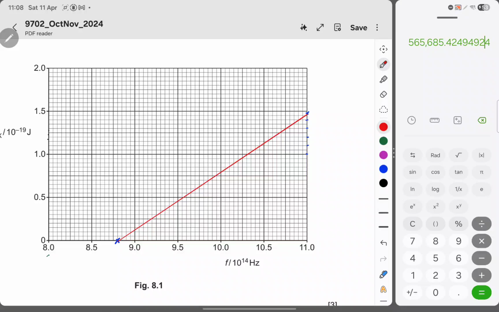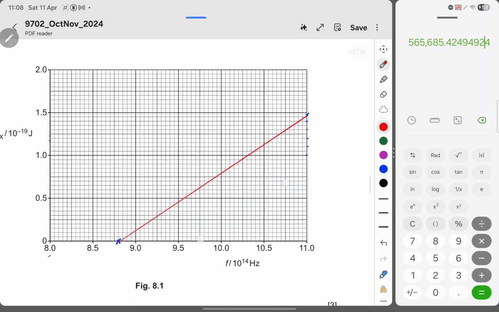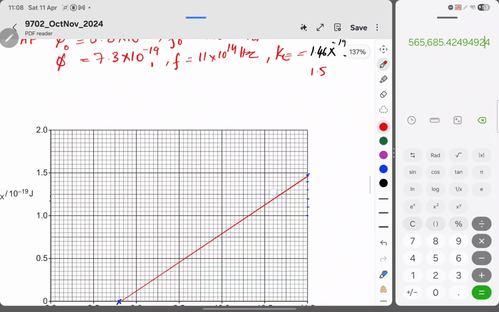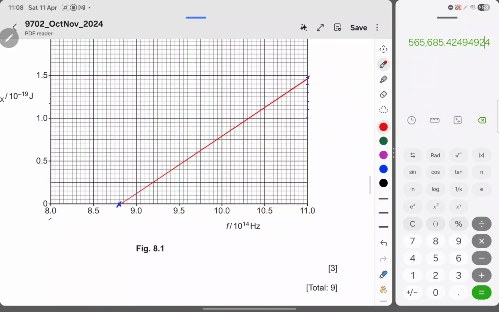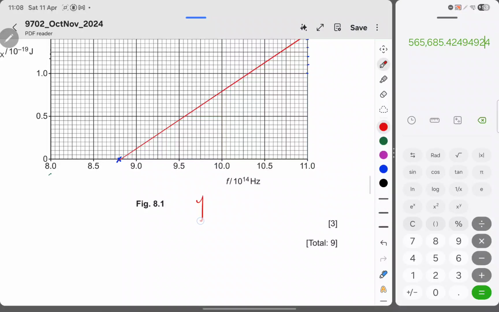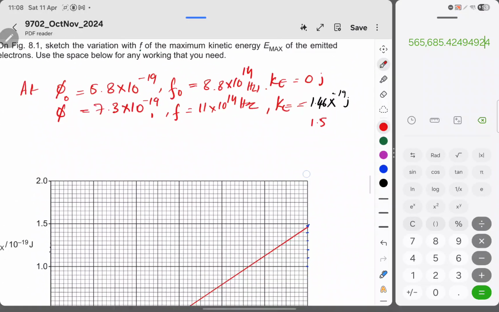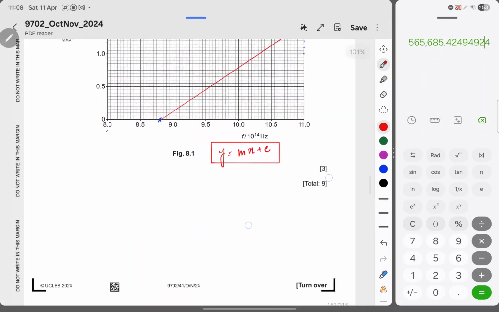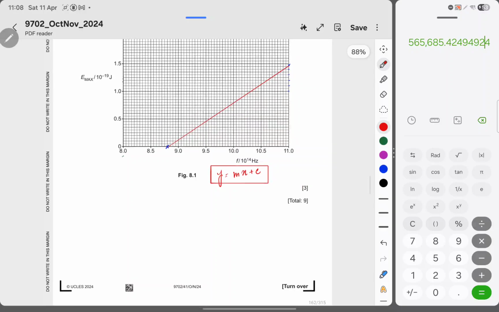So next thing is to draw the line. So this is our gradient, so this should be a straight line, right, showing y equals mx plus c, a straight line, right? So we have done it and scored 9 marks.